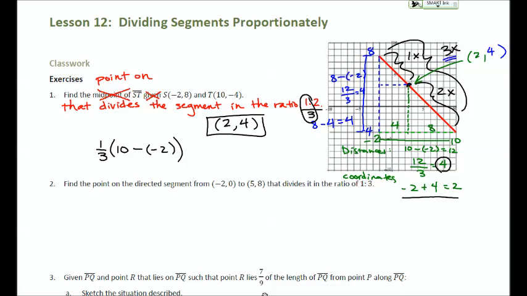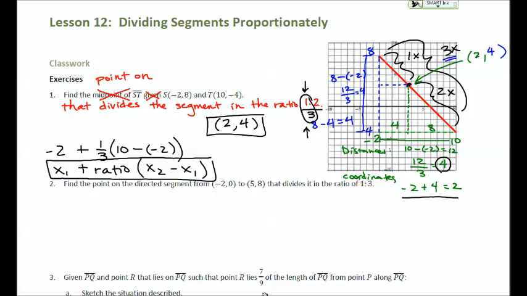And then I started from the very starting point, -2, and I added that. So in my formula, I have x sub 1, or y sub 1, plus my ratio, which will be the first number divided by the total, times the parenthesis x sub 2 minus x sub 1. Let's use that as our formula. It'll work for either x or y, depending on what x or y is in the formula.